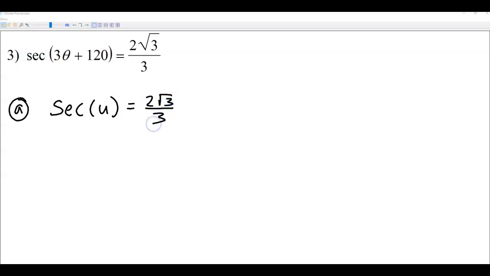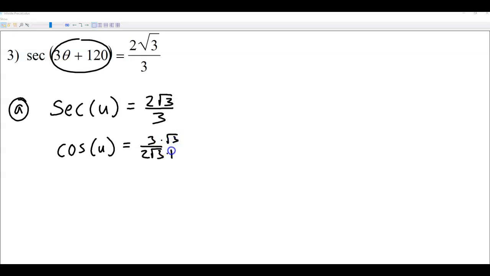That would be the first thing you do, is replace all this stuff here with a u. The next step would be to solve this, and so we're going to do the reciprocal on both sides. The reciprocal of secant is cosine, and the reciprocal of this funny looking number over here is that.